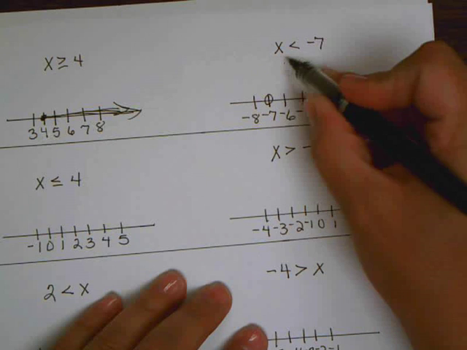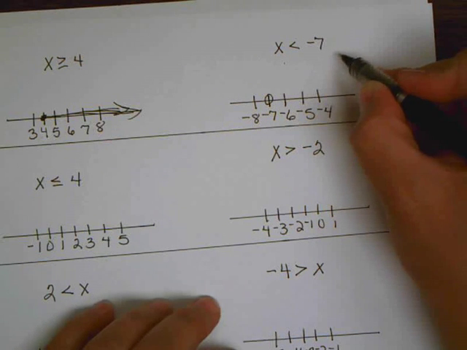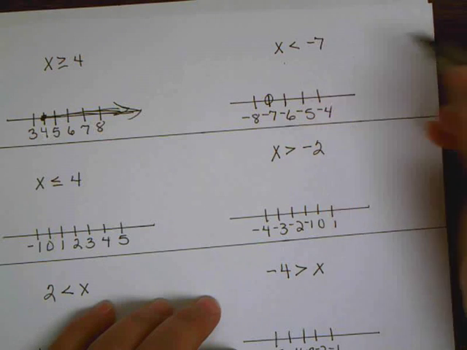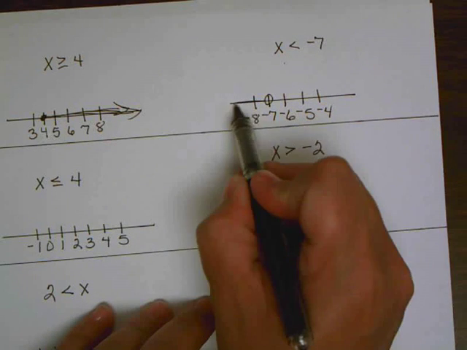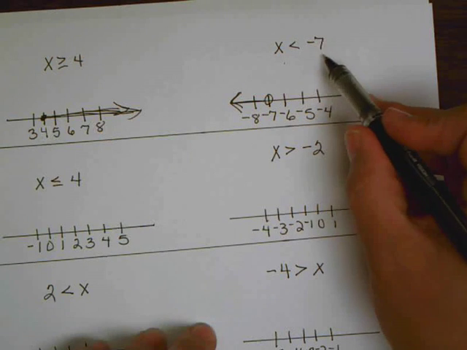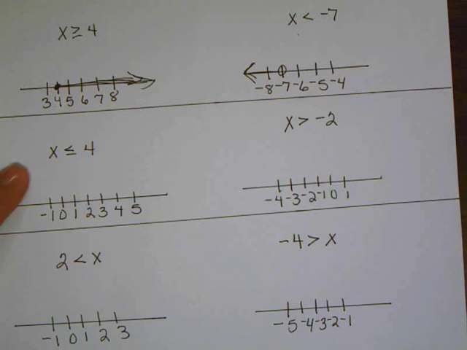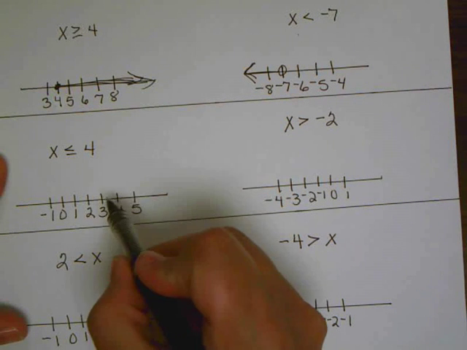X is less than negative 7. It's an open circle because if I put negative 7 in there, negative 7 will not make that true. It's not part of the solution set, it's just part of the boundary. And less is to the left. So all numbers to the left of negative 7 work, but the numbers to the right do not.